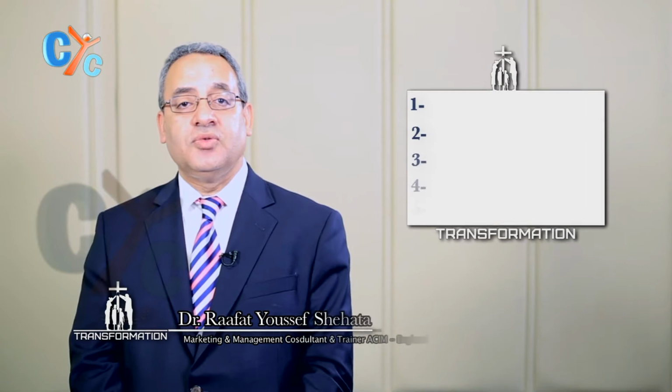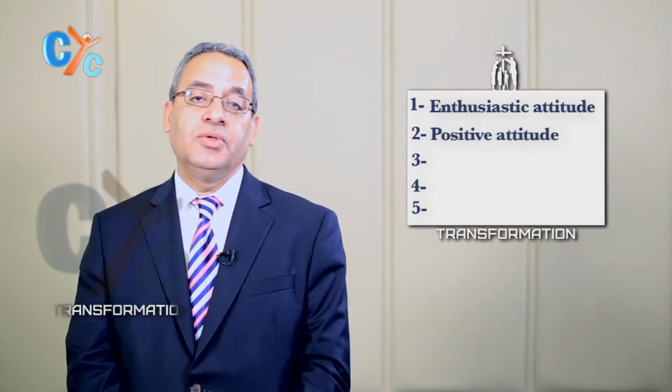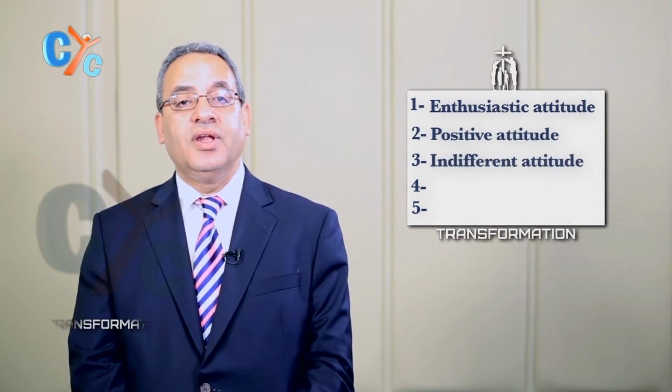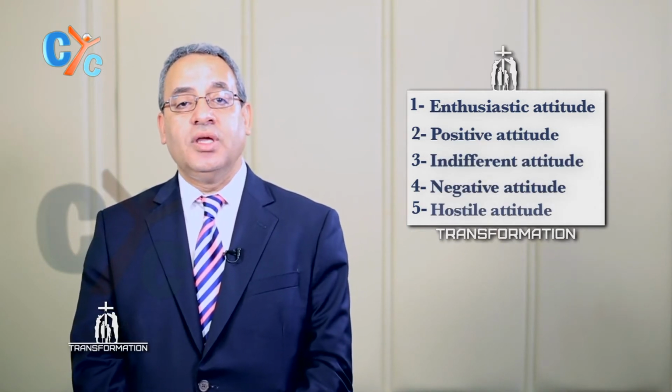Let's discuss the different types of attitude. We have 5 types of attitude: enthusiastic attitude, positive attitude, indifferent attitude, negative attitude, and hostile attitude. Let's take a very simple example in order to explain the different types of attitude, which is the attitude of your child towards studying. If he has an enthusiastic attitude, he will like to study even if you are not stimulating him to do that.